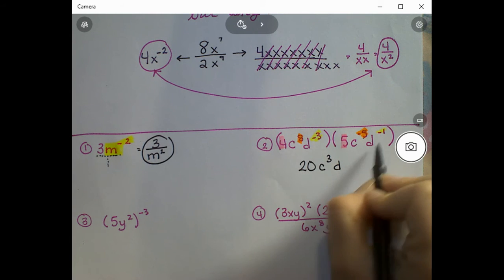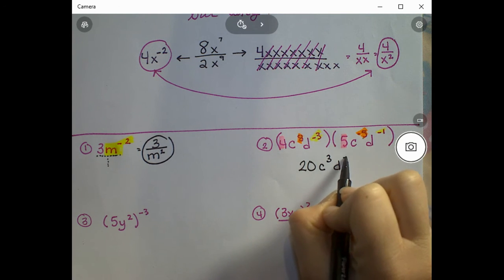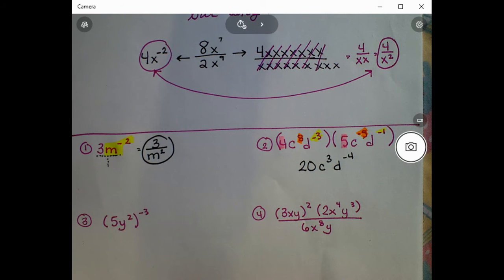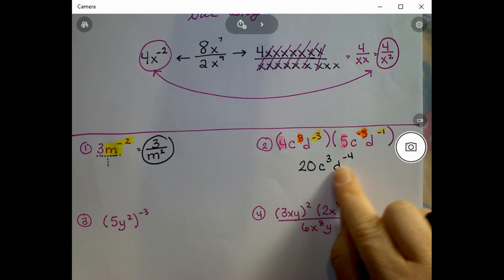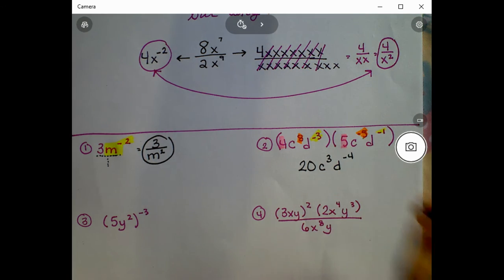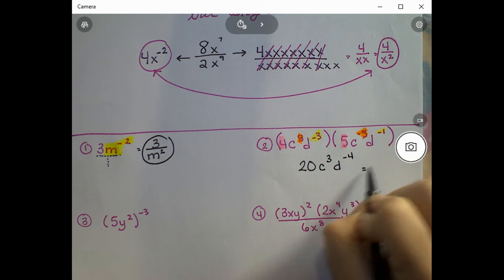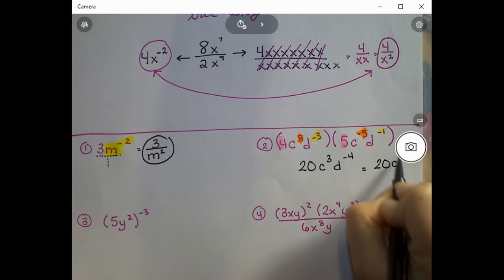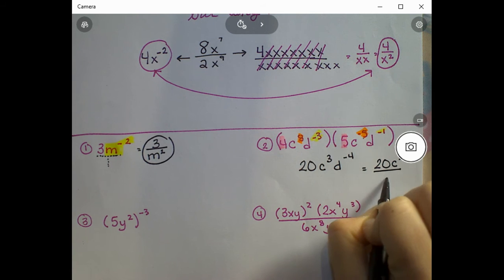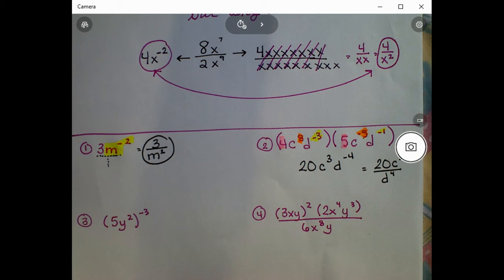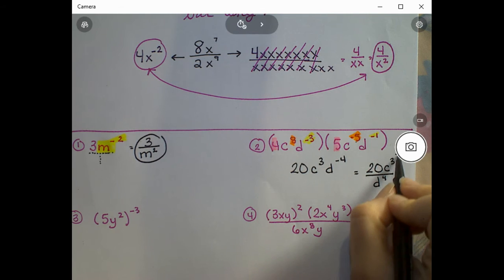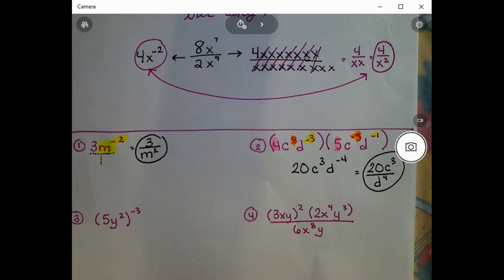Negative 3 plus negative 1 is negative 4 D's. Okay? And like I said before, we do not want to have negative exponents in our final answer. So instead of writing it like this, it's going to look like this: 20 C cubed over D, and now the 4 is positive. This is the actual answer to this problem.